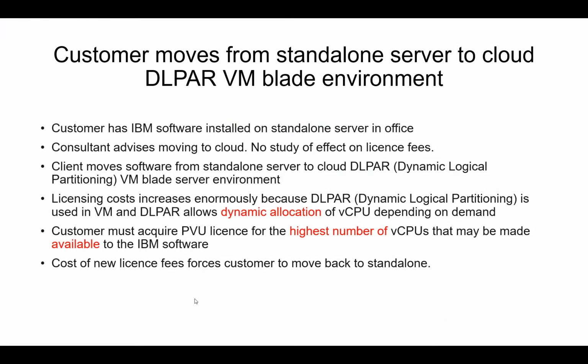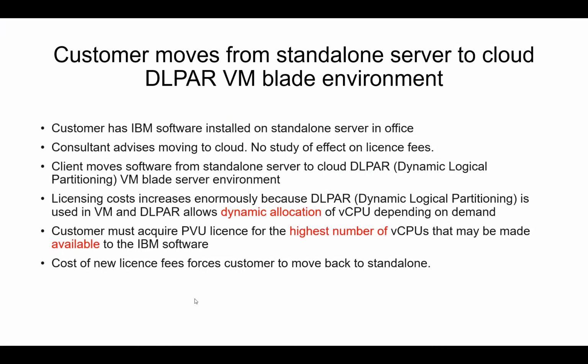The client moved the software from the standalone server to a cloud DLPAR, dynamic logical partitioning. Many of you will be familiar with how DLPAR works, but it effectively allows for dynamic partitioning of CPUs. Suddenly, the client found himself facing an enormous licensing cost increase because, under the licensing metrics for virtual machines, it's effectively the maximum number of vCPUs made available to the software. So the customer potentially had to acquire a very large number of PVU licenses because, under the dynamic partitioning, a huge amount of vCPUs were being made available.